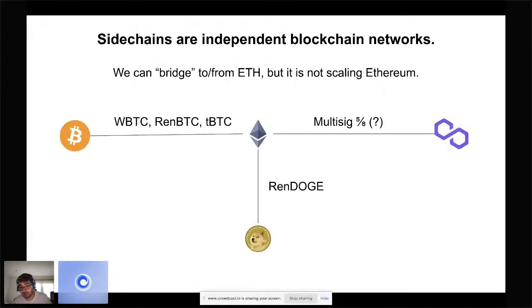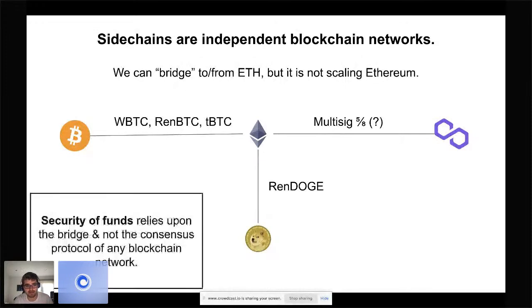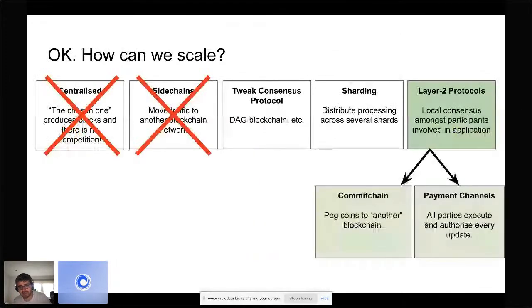So this is one way you could scale the network. But the issue is that, one, we have to trust that other independent blockchain network. And two, we have to trust the bridge that brings us towards that sidechain, or that other blockchain. And so then there's two risks here, depending on how they're implemented. So the security of the funds relies on the bridge and not really the consensus protocol of any blockchain network. So again, we're going to cross that out. We're technically scaling by moving the traffic elsewhere, but we're not really scaling Ethereum. We're just taking traffic off Ethereum, and we don't get any of the nice things that Ethereum gives us.